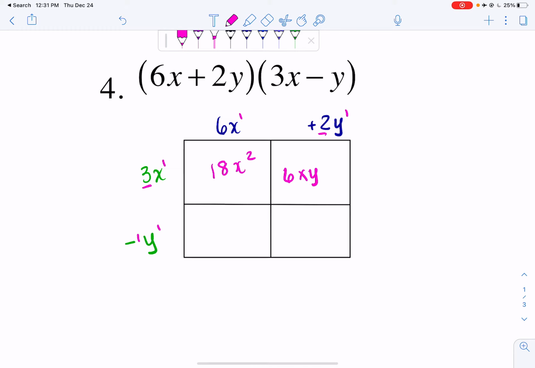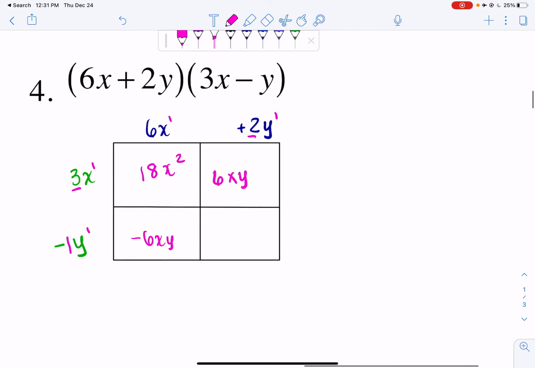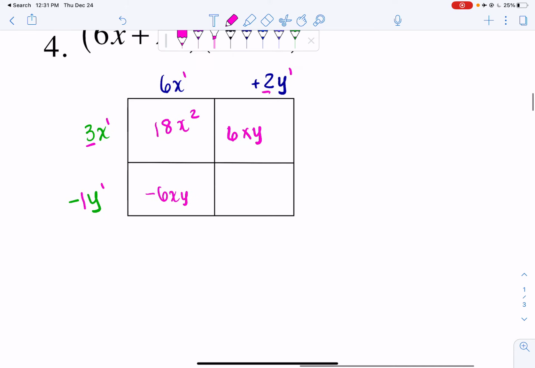Now I have a negative 1 times 6. That's a negative 6. And I just write xy again. And then I do negative 1y times 2y, which will give me negative 1 times 2 is negative 2. And then y times y is y squared. So in this box, I have an 18x squared, a negative 6xy, a 6xy, and a negative 2y squared.